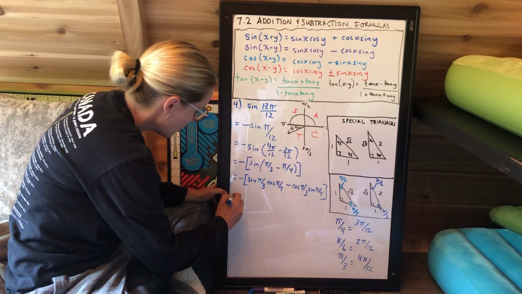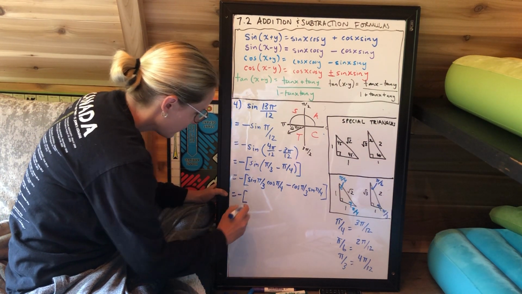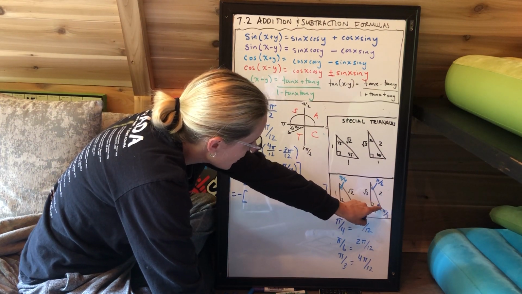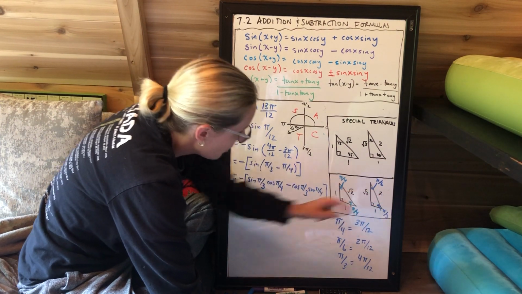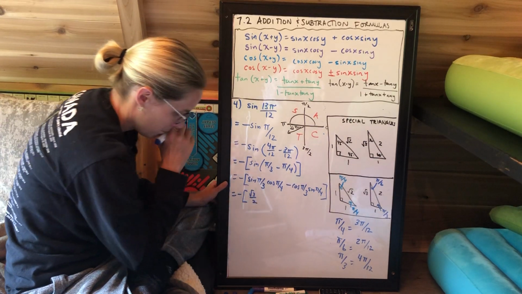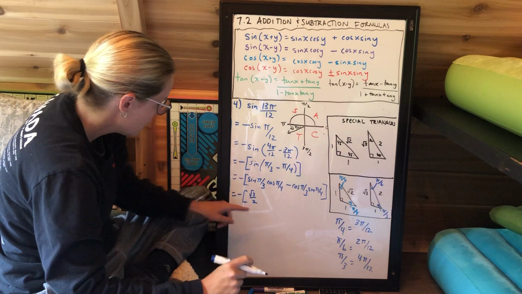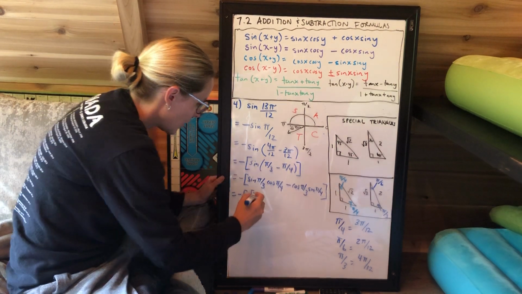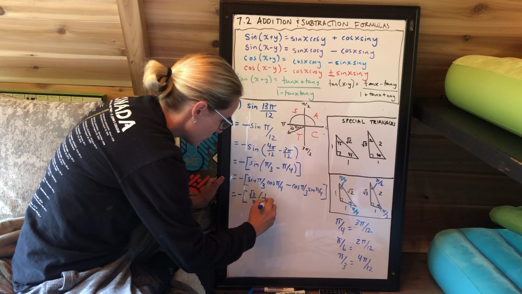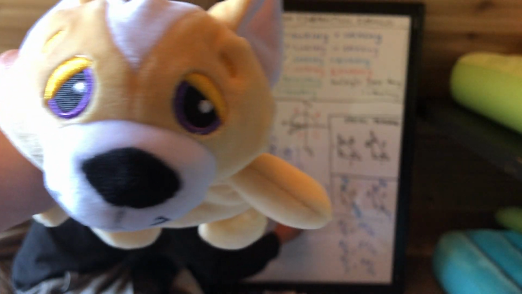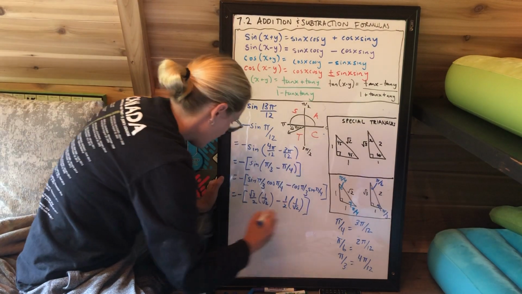It's not so difficult. So we leave the negative out here. Sine of pi by 3. Here's pi by 3. Sine is opposite over hypotenuse, root 3 over 2. Cosine of pi by 4. Cosine of pi by 4 is going to be 1 over root 2. Subtract cosine of pi by 3, which is 1/2. And this is 1 over root 2.